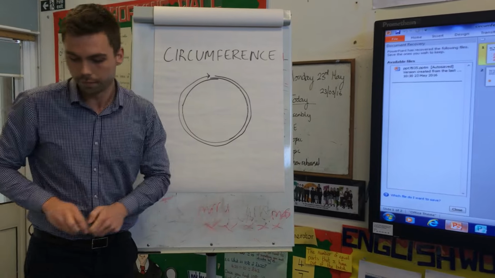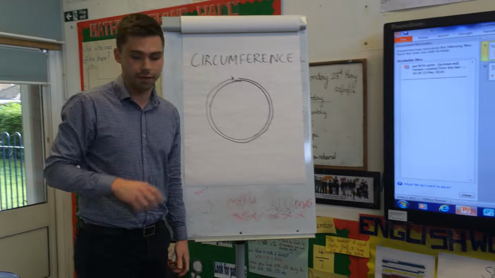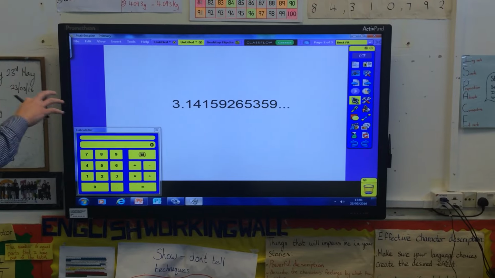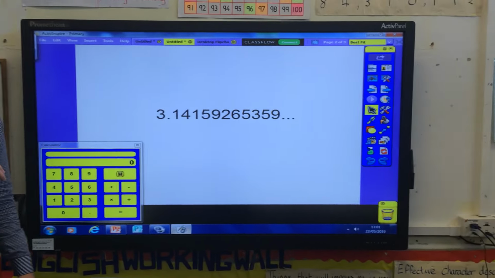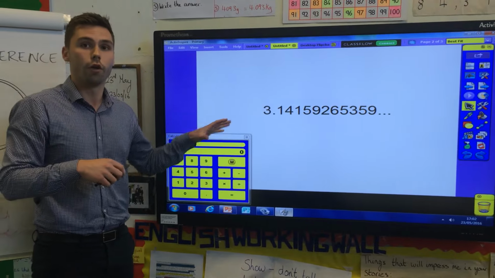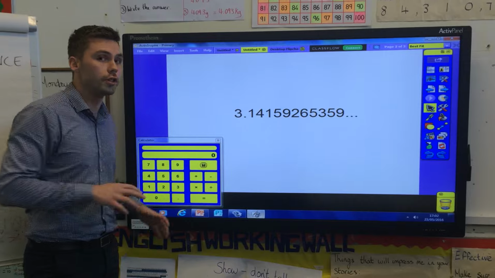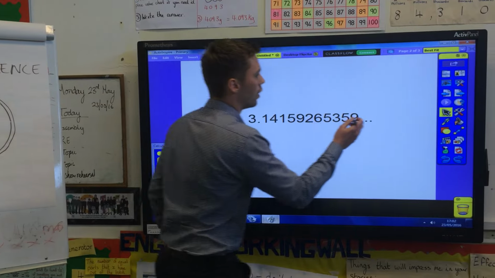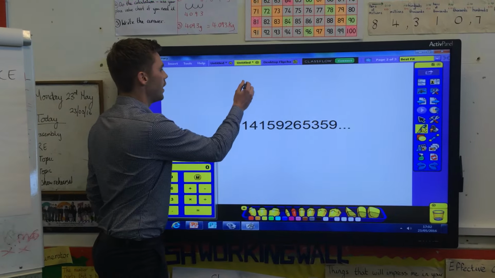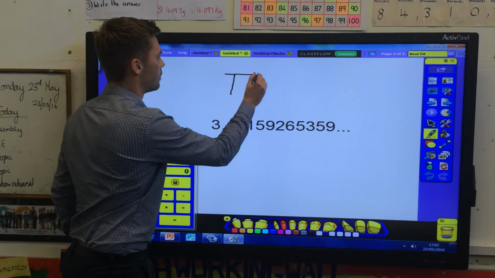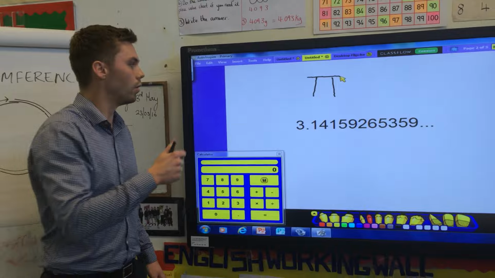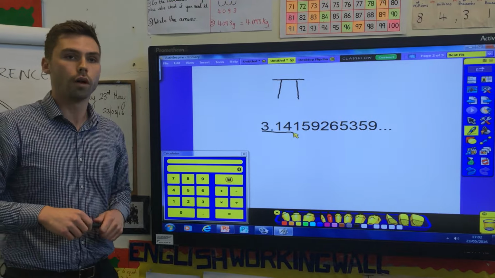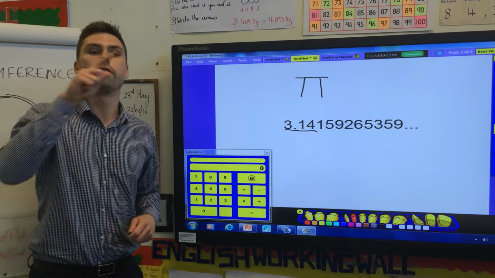Now, if we're going to find that measurement, what we are going to need to use is a magic number called pi. And this is pi. Now, this number is really, really interesting because it goes on and on and on forever. It doesn't end. So we could have it to 100 decimal places, 200 decimal places, and it wouldn't stop. The symbol for pi looks a bit like a tabletop. So it's like that. Now when we use this in our formula tomorrow, we're going to round it to 2 decimal places. So we're going to be using 3.14 in our formula to find the circumference of our circle.